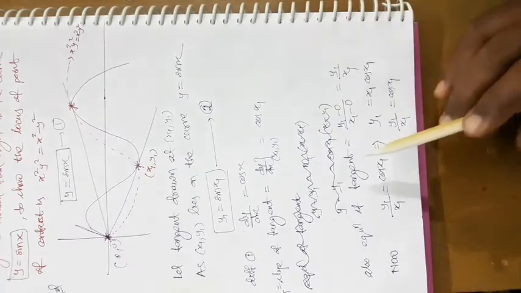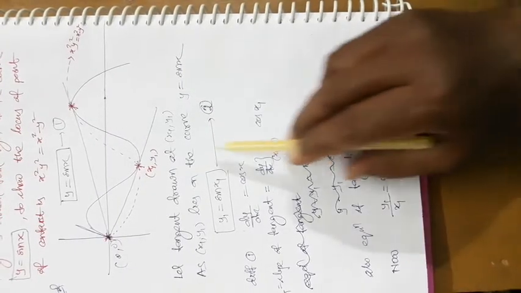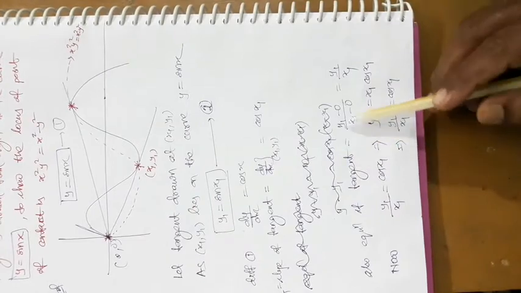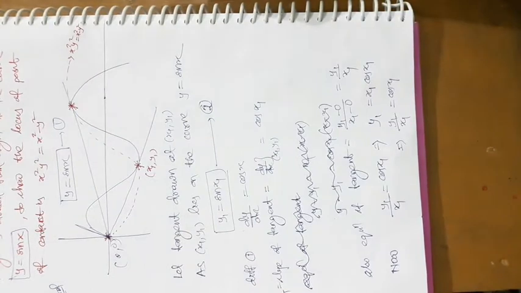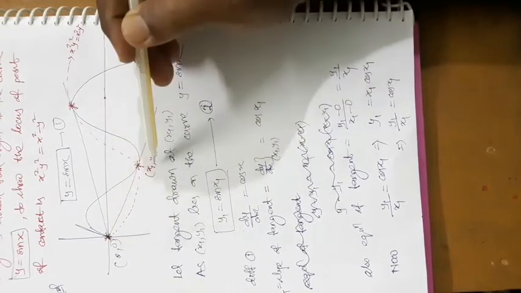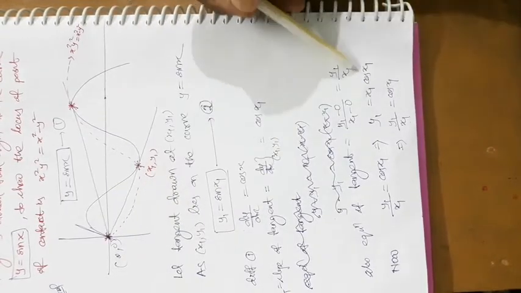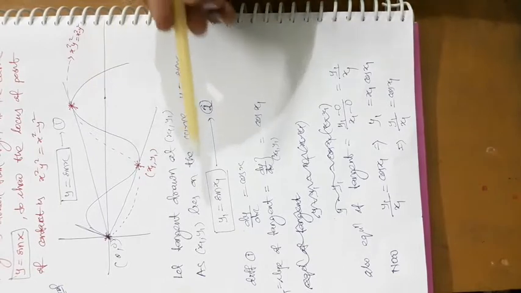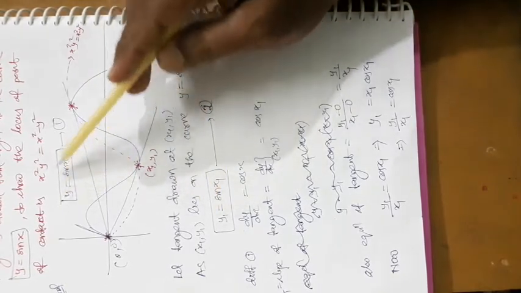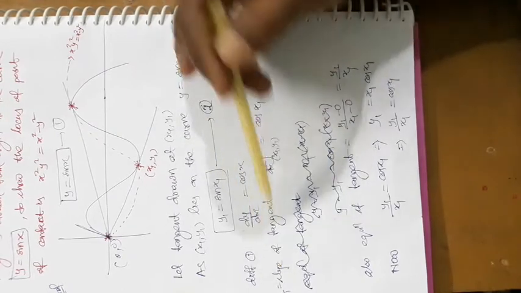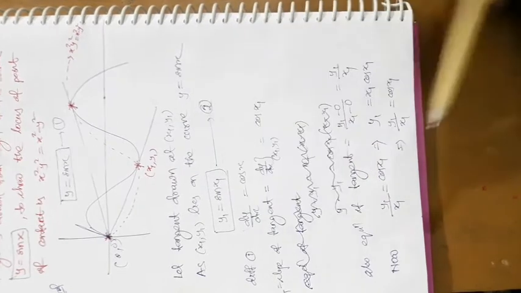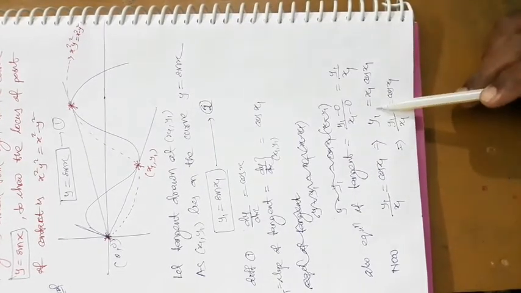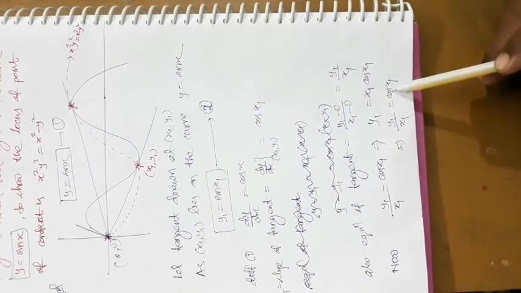Now equation of tangent is what? Equation of tangent is y2 minus y1 by x2 minus x1. So it is y1 minus 0 by x1 minus 0, that is y1 by x1. And as y is equal to sin x, dy by dx, the slope of tangent, is cos x1. Now y1 by x1 is equal to cos x1. Now y1 is equal to x1 cos x1.